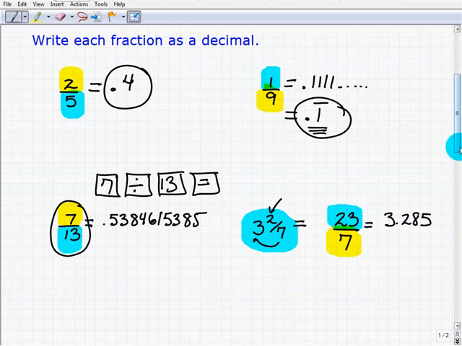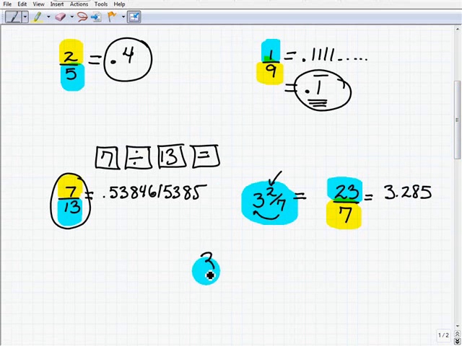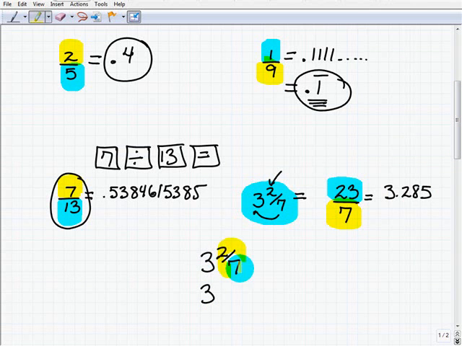Now, another way you could have done this is saying, okay, I have 3 and 2/7. You can write the 3 right here, and now let's change the 2/7 part into a decimal. So that's going to be 3 point. Now take 2/7, 2 divided by 7, and you get 0.285. You can just write that right here, 0.285714, etc.